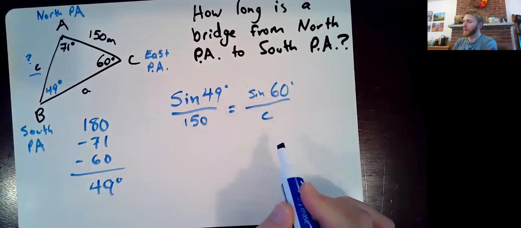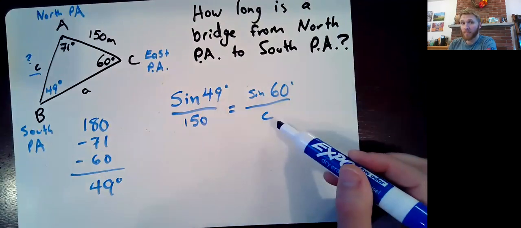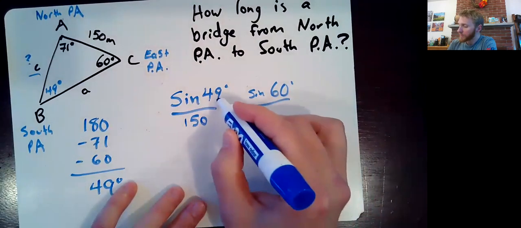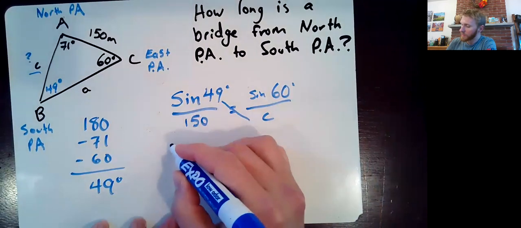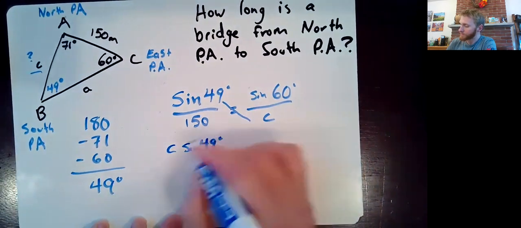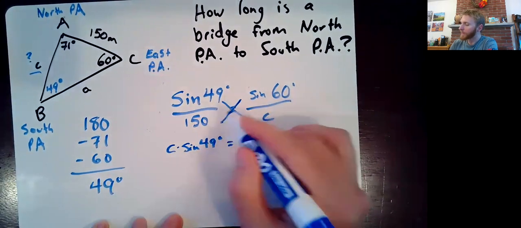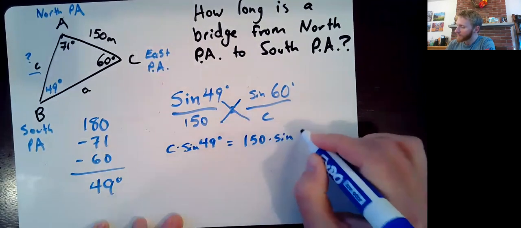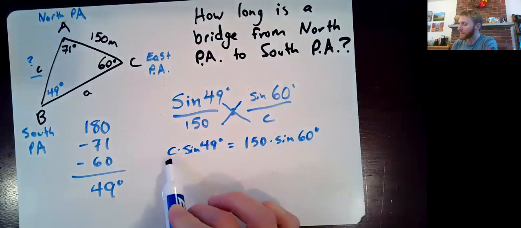I've got my ratio set up. I have one unknown, so I can solve. In this case, my unknown's on the denominator, but that's okay. If it's not so easy to solve, you can just cross multiply all this, which means multiplying sine of 49 times C gets me just C times sine of 49. Notice I'm not typing anything in my calculator yet. 150 times sine of 60 degrees. Again, nothing typed in. I want to solve for C first.